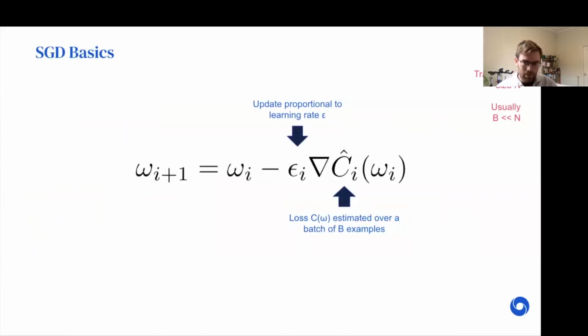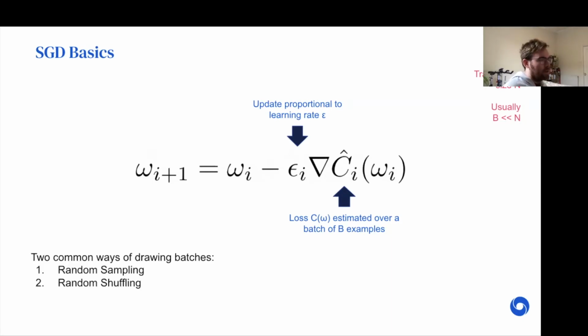So let's just set the scene. SGD, of course, is remarkably simple, and yet it remains surprisingly popular in deep learning, especially for computer vision. And so today we're going to be considering the simplest possible version of SGD, where we just take updates proportional to a learning rate epsilon, and then an estimate of the gradient on a batch of B examples, where B is typically much smaller than n, the size of the training set. So even at this very early point in the talk, we have an important decision to make, which is how we're going to sample these mini batches from the data set.